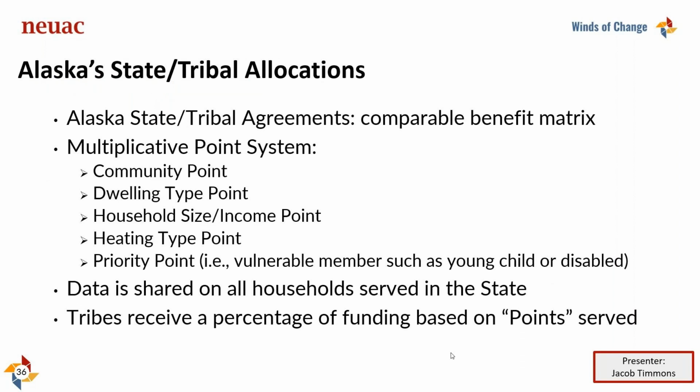So Alaska has a comparable benefit matrix. Our benefit matrix has a multiplicative point system that a number of our organizations utilize. It takes into account things like community points, which are related to the cost of heating in a community, dwelling types, which is the household size. So it's more expensive to heat a 3-bedroom household than a 1-bedroom, and so there's a point allocated for that, as well as how a household's income relates to the HHS poverty guidelines, as well as heating type points. We also take into account priority points.